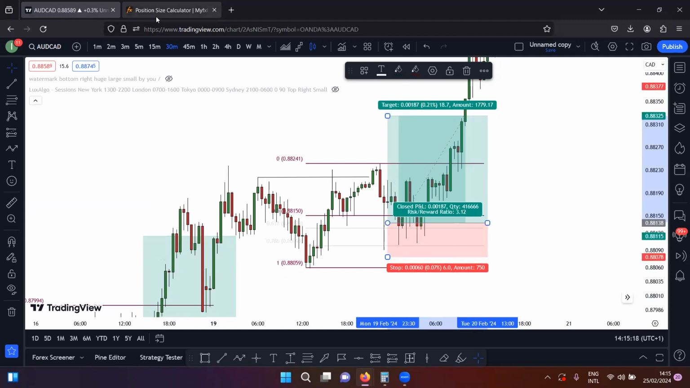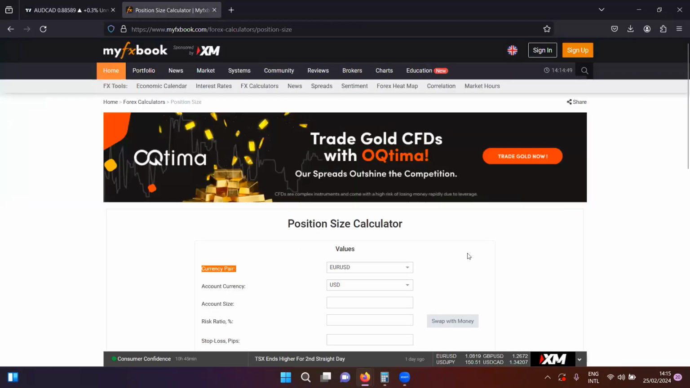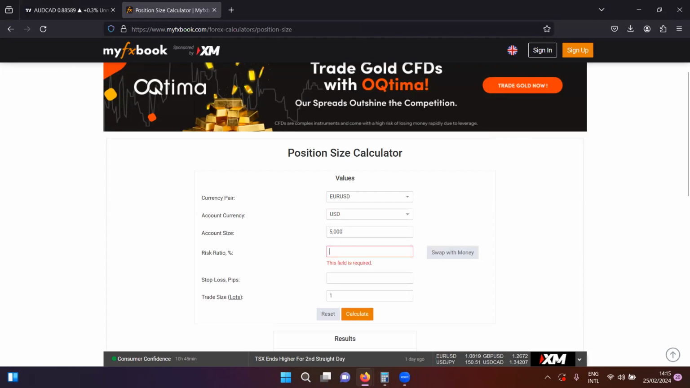And don't forget, John was risking $50 on this trade. There are 2 ways you can go about it. You can either put $5,000 here and risk 1% of $5,000. But I always try to make things easy, so let's say you are risking $50. You risk 100% of $50.